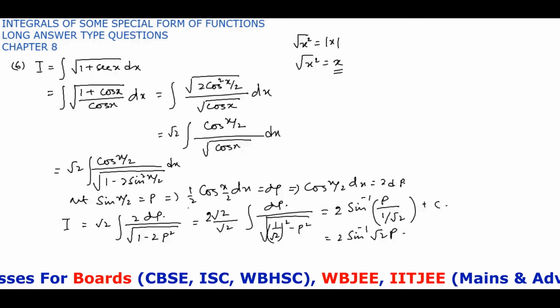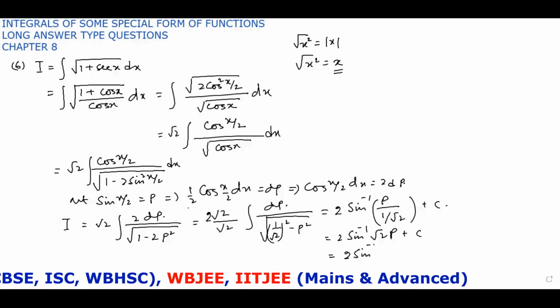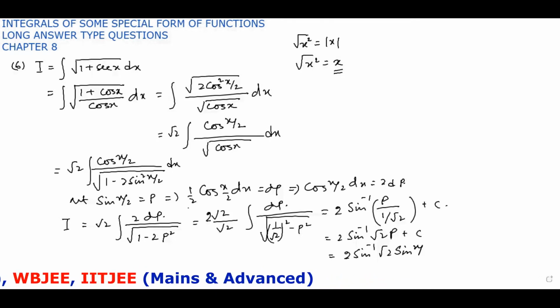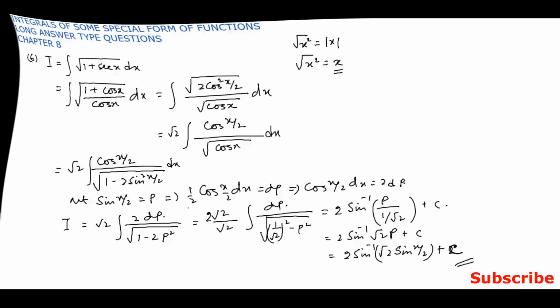Now our task is to replace this p, which is sin x by 2. Therefore, the answer for this problem is 2 sin inverse root 2 sin x by 2 plus c. Is it clear to all of you? Okay, let us move to question number 7.